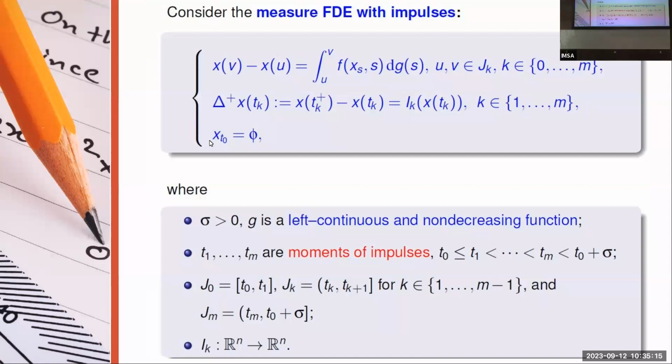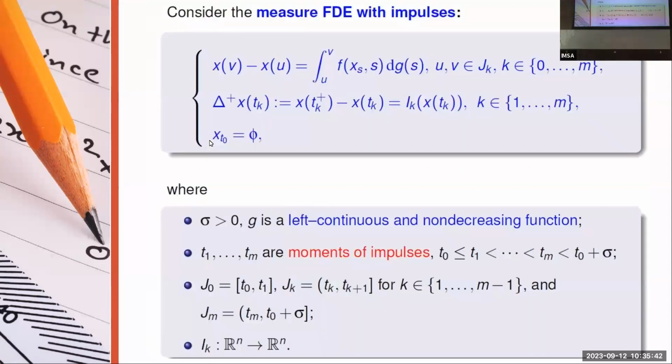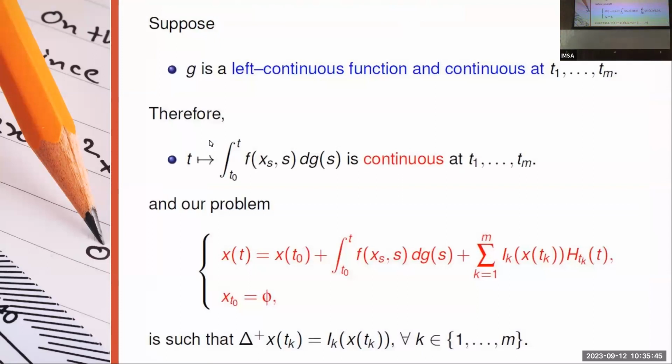And here, we would like to relate this type of equation with delay and also with impulses, with measure functional differential equation. So here are some conditions that we have. We have that our g is a left continuous and nondecreasing function. And here are the moments of impulses. And then what's happening is the following. Since we ask that our g is continuous at the moments of impulses, what happens is that this integral is also continuous at the moments of impulses. And then we can rewrite our problem in this integral form.